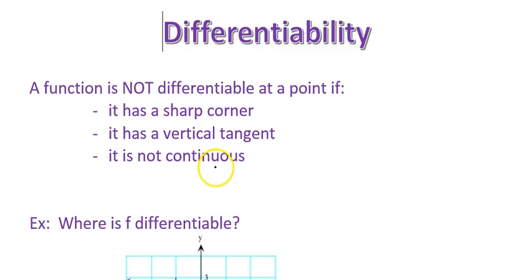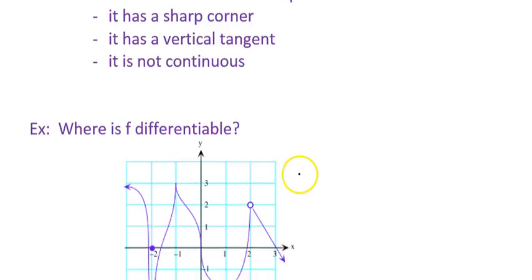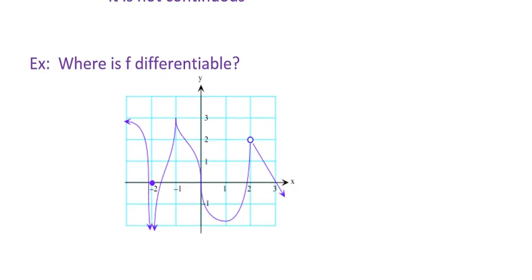And remember that not continuous includes things like holes, jumps, and vertical asymptotes. So those are all problems that fall in this category. And so this question, where is f differentiable? A lot of times people don't read the question, and they look for all the problems. Obviously, we've got a vertical asymptote at -2, so -2 is a problem. You have a sharp cusp at -1, that's a problem.